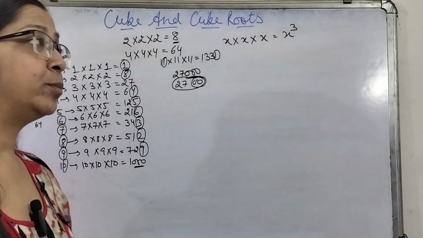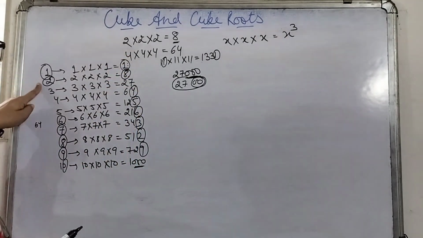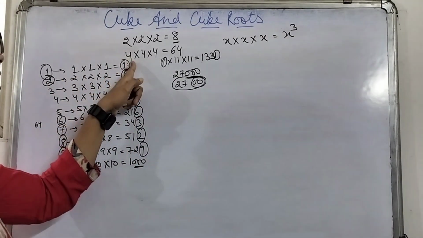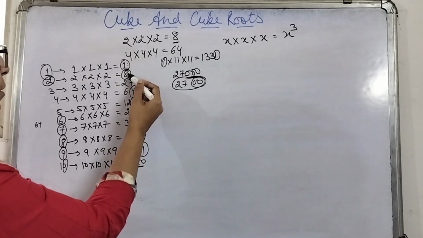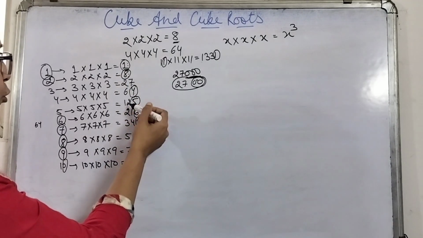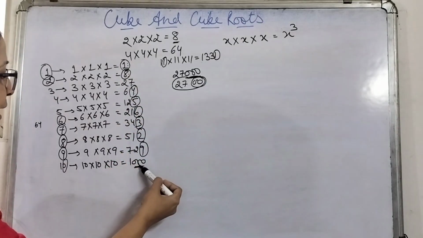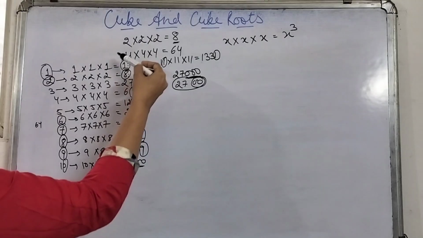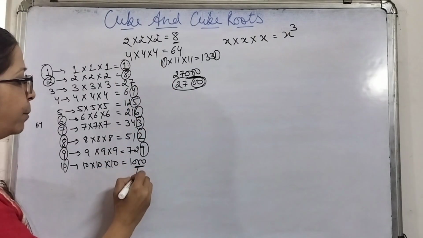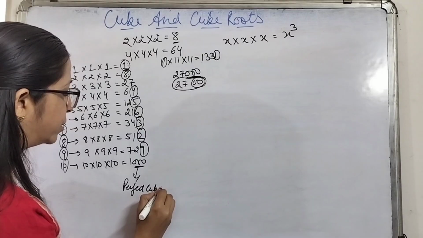So what is a perfect cube? The numbers which we get by multiplying any number 3 times. These are your perfect cubes. That means 1 is a perfect cube, 8 is a perfect cube, 27, 64, 125, 216. All these numbers which we get after multiplying a given number 3 times are known as perfect cubes.